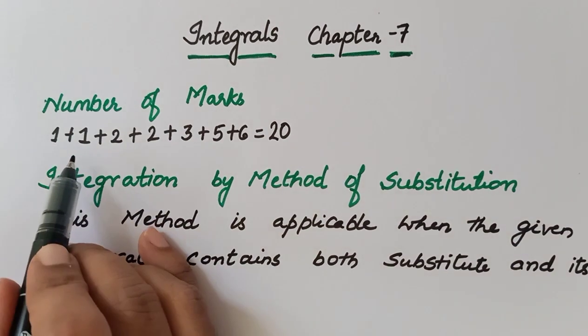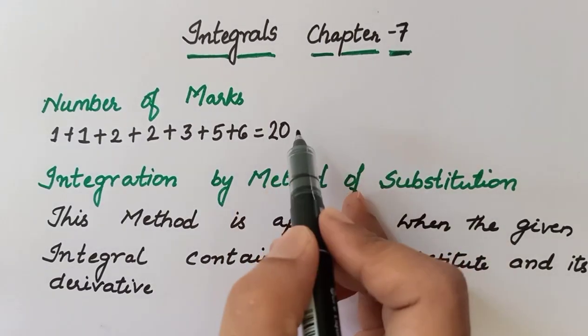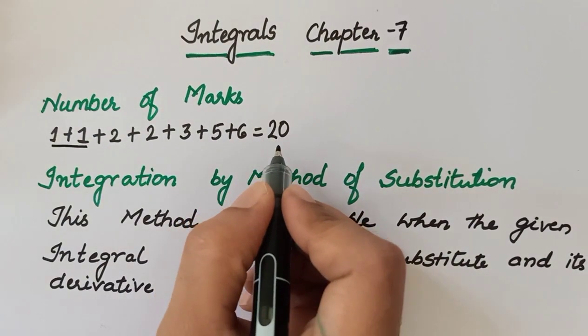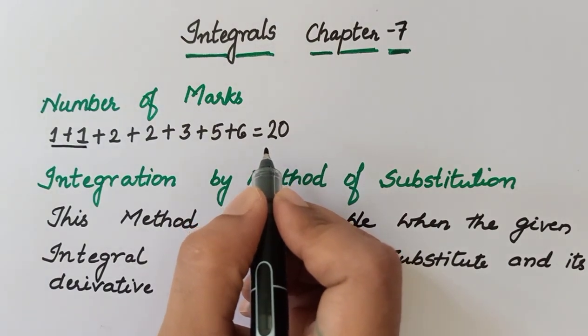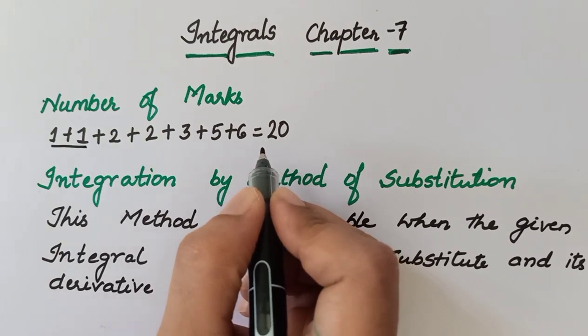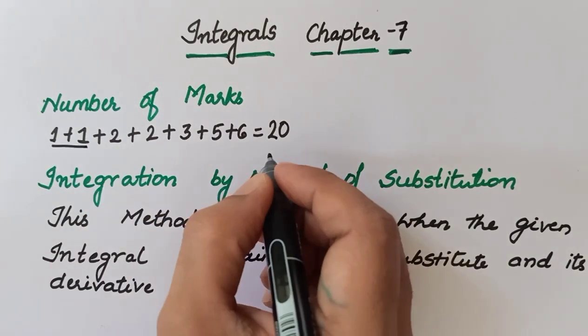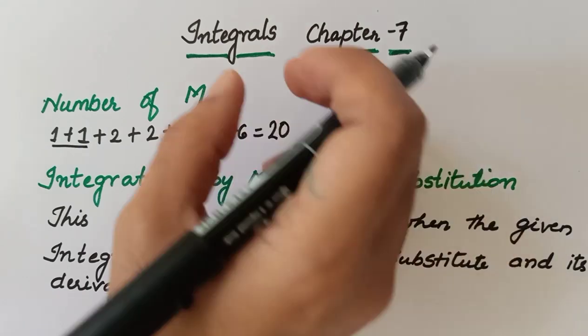So see here, in the previous class also I had mentioned the total marks from this chapter. So totally there will be 20 marks from this chapter, that is on integrals. Till last year it was 22 marks, total marks was 22 from this chapter. But this year the syllabus has been revised, and the revised syllabus states that it will be 20 marks from this chapter.